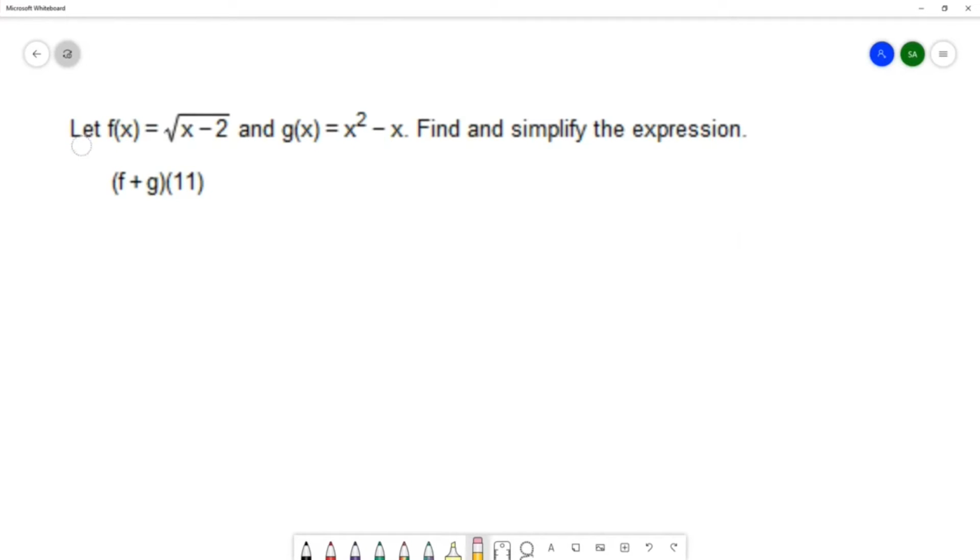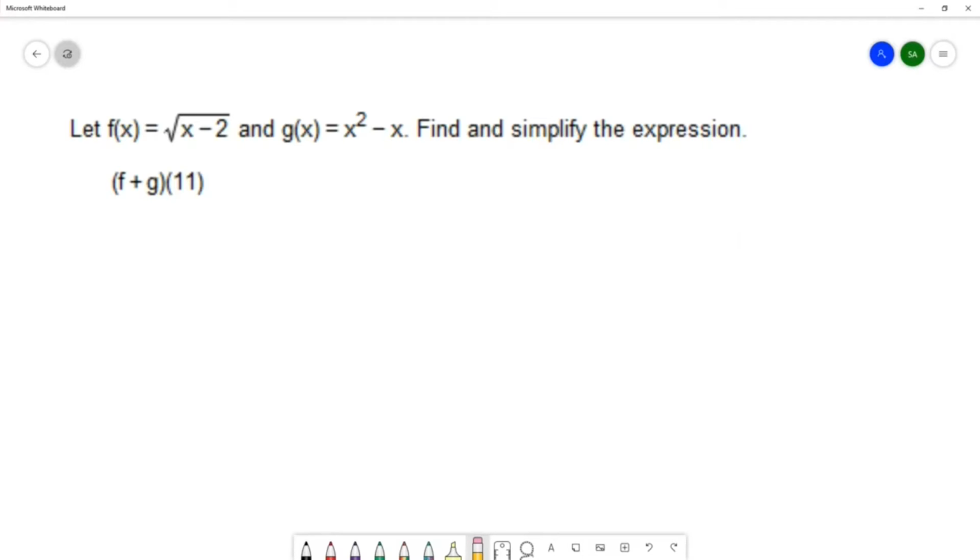For this question, we're going to let f of x equal square root of x minus 2 and g of x equal x squared minus x. We want to find and simplify the expression. The expression we want to find and simplify is f plus g of 11. There are two different approaches that we can take for this example, and I'll show you both of them.